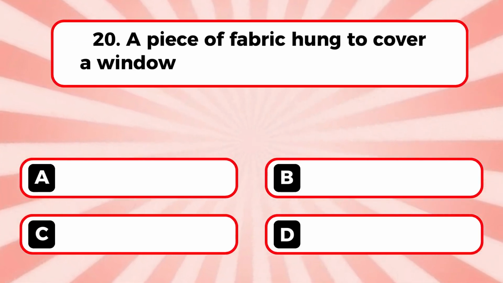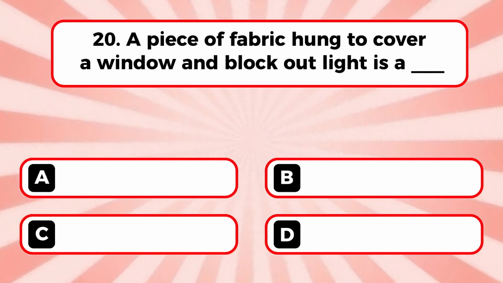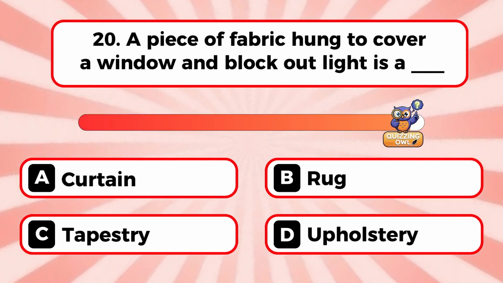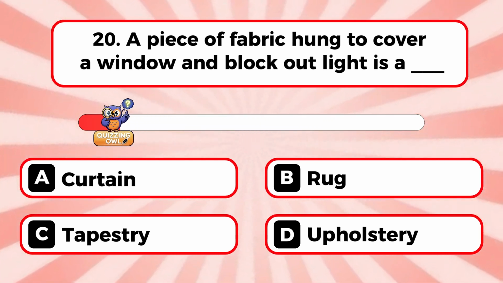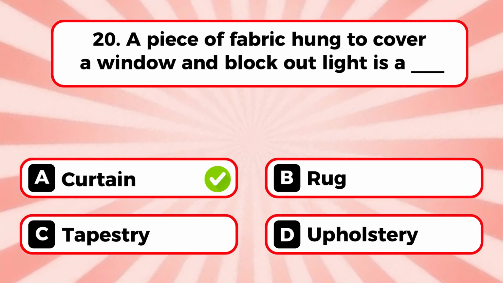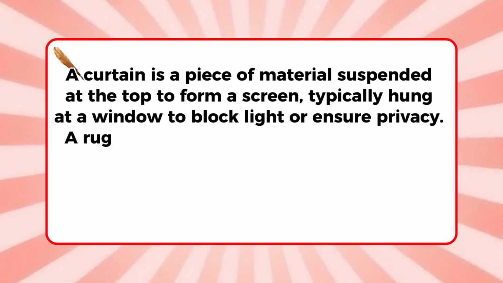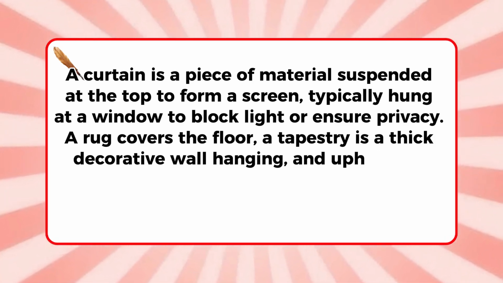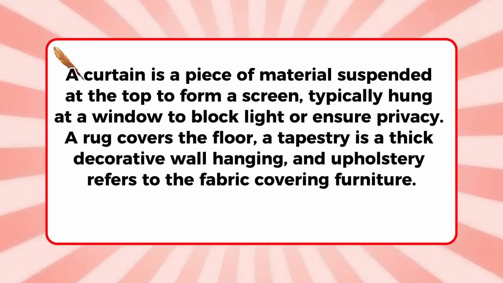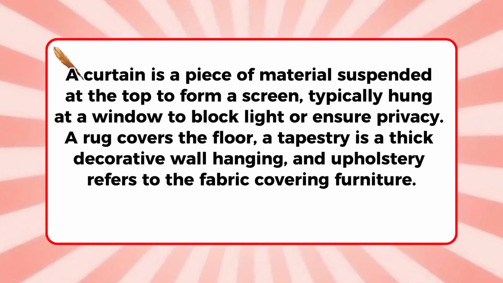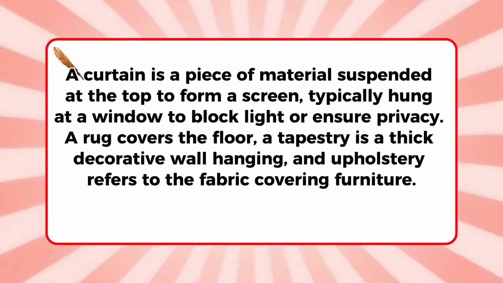20. A piece of fabric hung to cover a window and block out light is a _____. A curtain is a piece of material suspended at the top to form a screen, typically hung at a window to block light or ensure privacy. A rug covers the floor. A tapestry is a thick, decorative wall hanging, and upholstery refers to the fabric covering furniture.